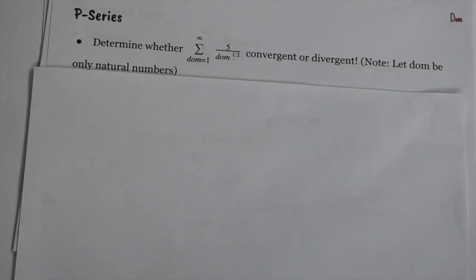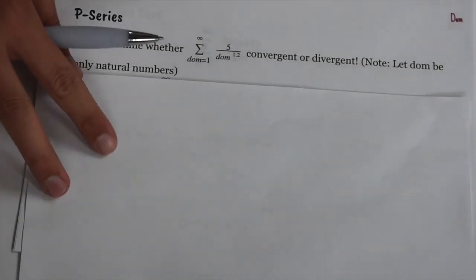So here's a nice example that we can use the p-series test for. It says determine whether the summation from 1 to infinity of 5 over Dom to the 1.2 converges or diverges. And you have to make sure Dom is only natural numbers, blah blah.